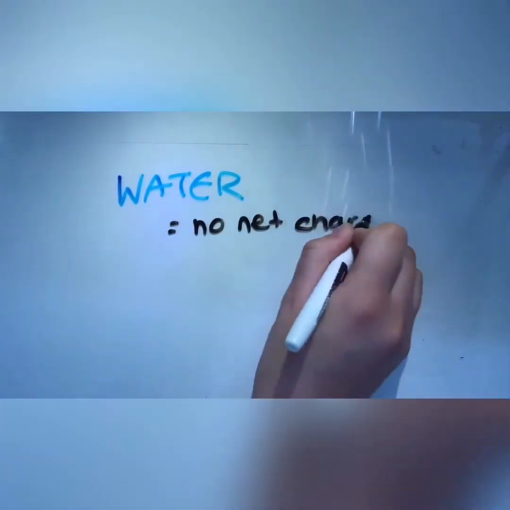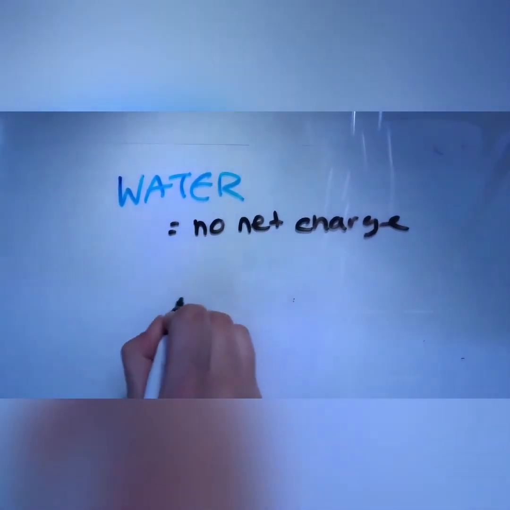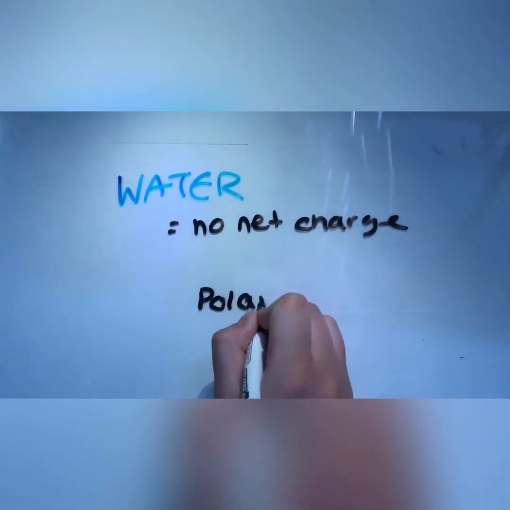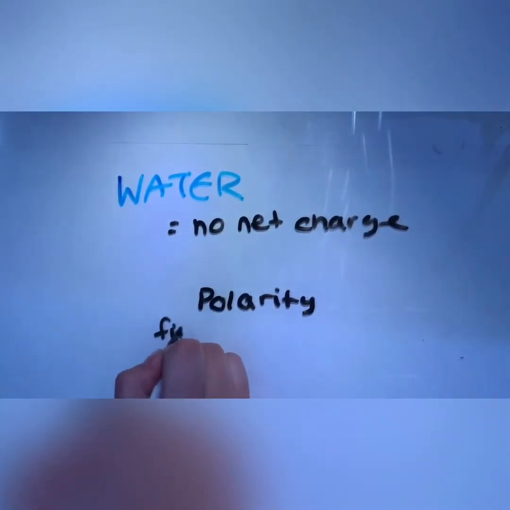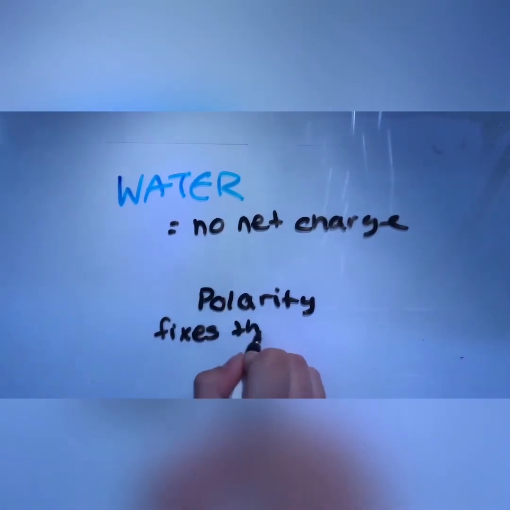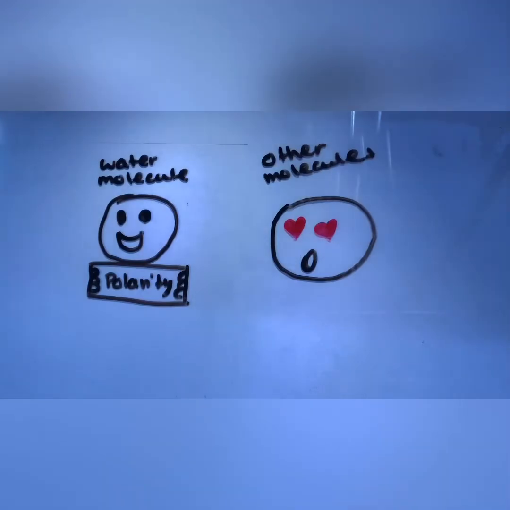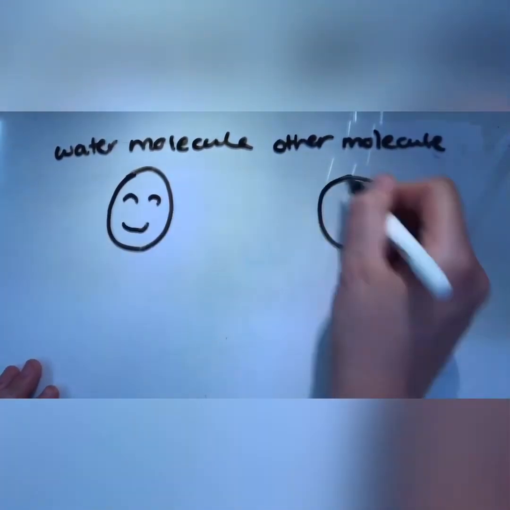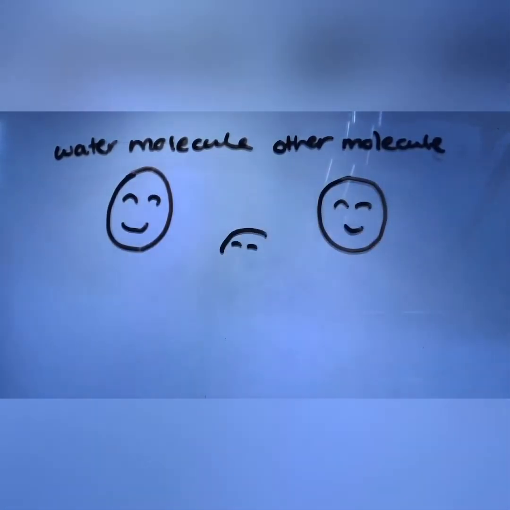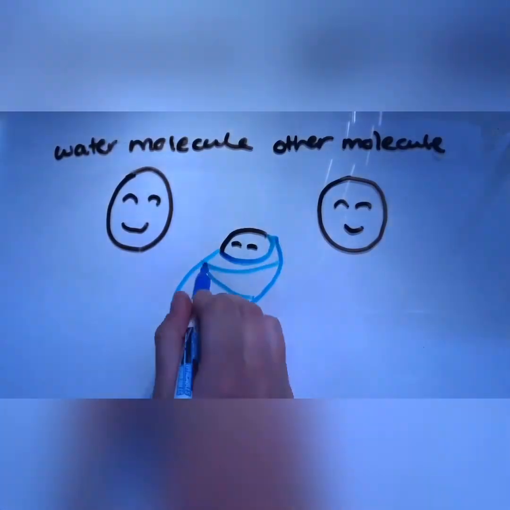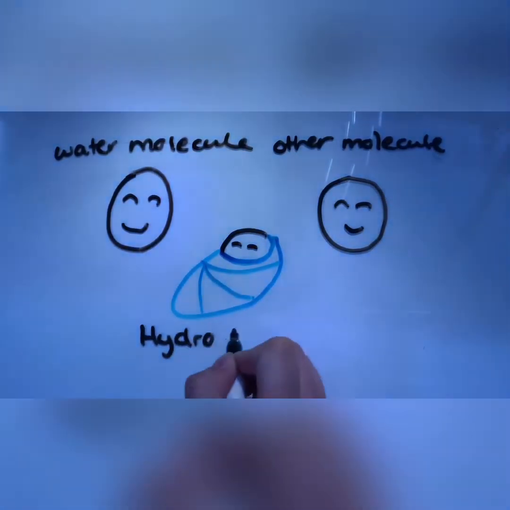Since there is no net charge to water molecules, polarity creates a slightly negative charge on the oxygen molecule and a slightly positive charge on the hydrogen molecule. Because of this, water molecules attract or are attracted to other polar molecules. They also attract other water molecules due to the opposite charges between them and form hydrogen bonds.